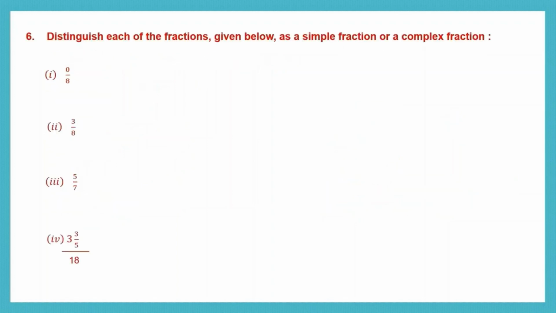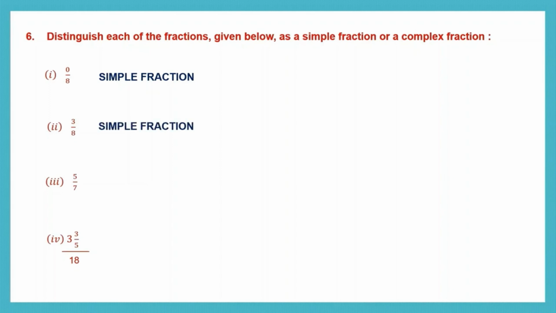Next one, distinguish each of the fractions given below as a simple fraction or a complex fraction. I hope you remember what simple fractions and complex fractions are. Now the first one, 0 by 8. Both the numerator and the denominator have to be whole numbers and the denominator cannot be a 0. So the first one is a simple fraction. Second one, we have 3 by 8. Numerator and denominator are whole numbers and denominator is not equal to 0. So this is also a simple fraction.